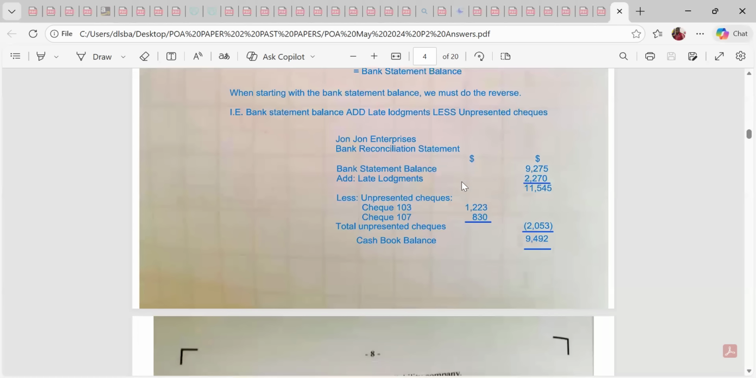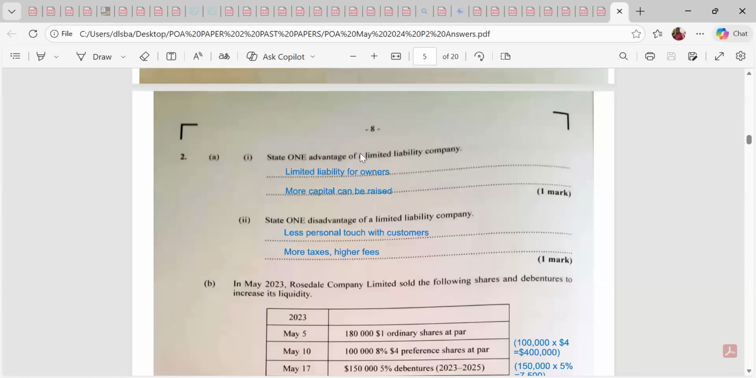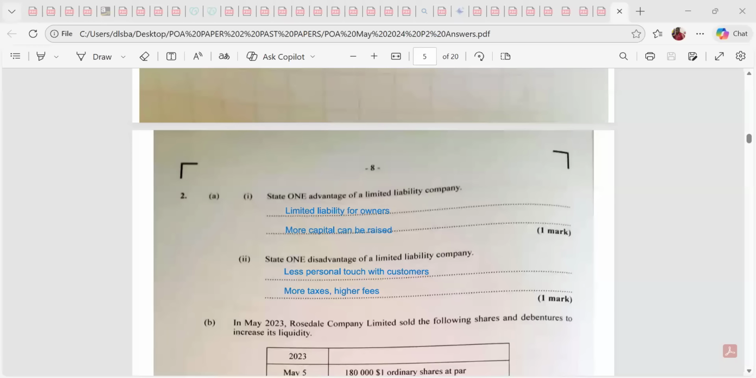All right, so this is how it looks here. And that is the first one, which was 20 marks. Wasn't too bad in my humble opinion.